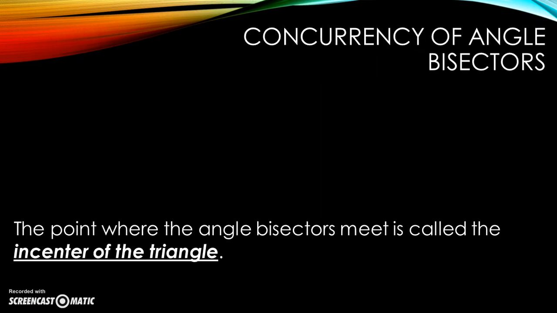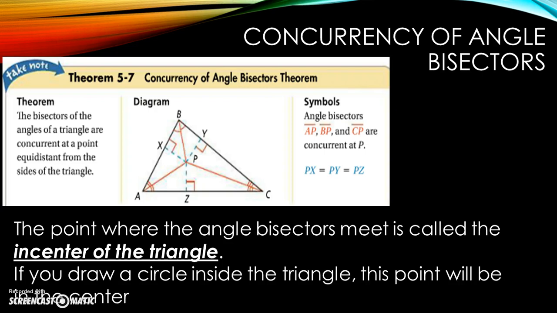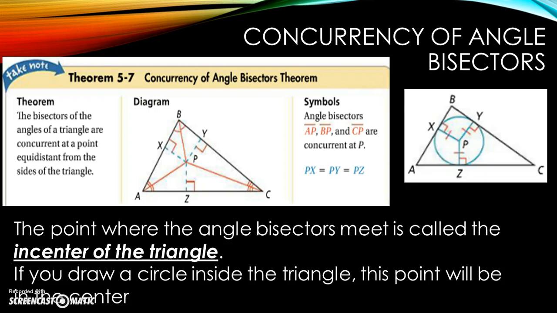The concurrency of three angle bisectors is called the incenter. The idea here is that the incenter is equidistant from the sides of the triangle. And of course you take the shortest path possible, so it's perpendicular. Because they're perpendicular and equidistant, we can draw a circle inside the triangle. It looks like this. So incenter is like an inscribed circle. It makes them congruent and right.